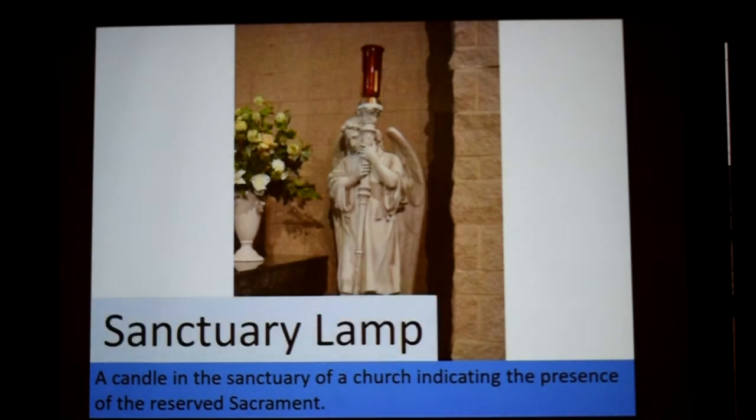The sanctuary lamp. So this is, in most churches in our diocese, red, but I've seen it be white or even blue in other dioceses. It's the candle that's inside the red globe, and that's the indication that Jesus is present in the church, in the Blessed Sacrament, and that the tabernacle is nearby. If it burns out while you're there, it's not like Jesus disappears, but it's supposed to catch your attention so you know where Jesus is in the church.